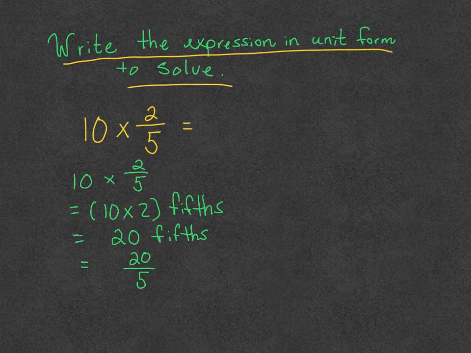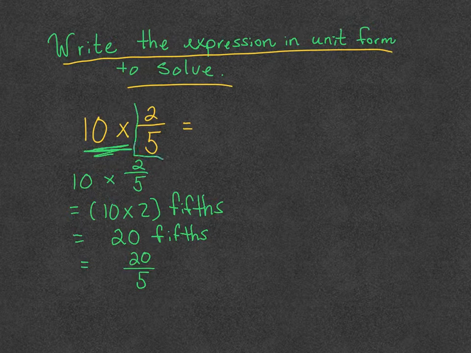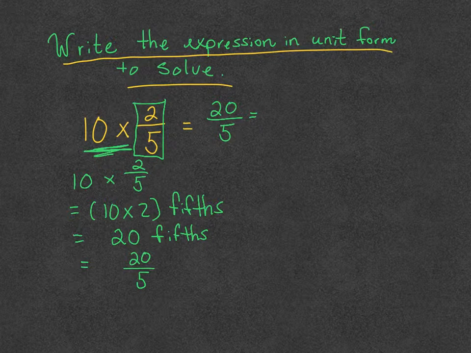Again, this is how we are showing our thinking process of how to solve this type of expression in unit form by including the fifths, and understanding that this part right here is asking you for 10 groups of 2 fifths, which is 20 fifths. And how do we get that down to a mixed number? Because we can't leave that. That's an improper fraction, or a fraction greater than 1.